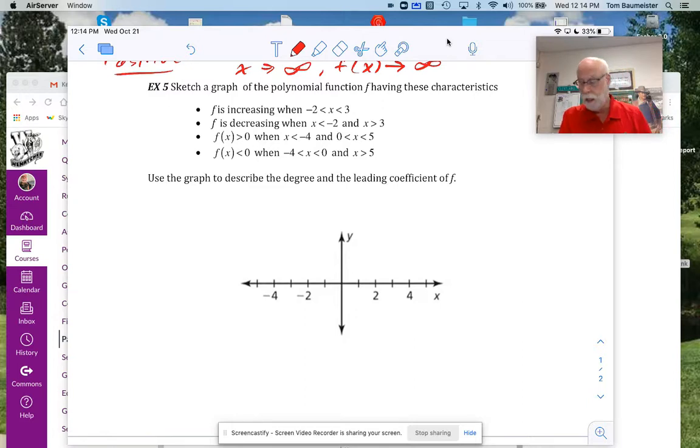So I'm just going to kind of do something just a little different than what the book does. So if you want to watch their video on this, you can. But what I like to do is when we're talking about increasing and decreasing, I'm kind of looking at where the x's are. And I'm going to put a dashed line here at -2 because it looks like it's between -2 and 3.